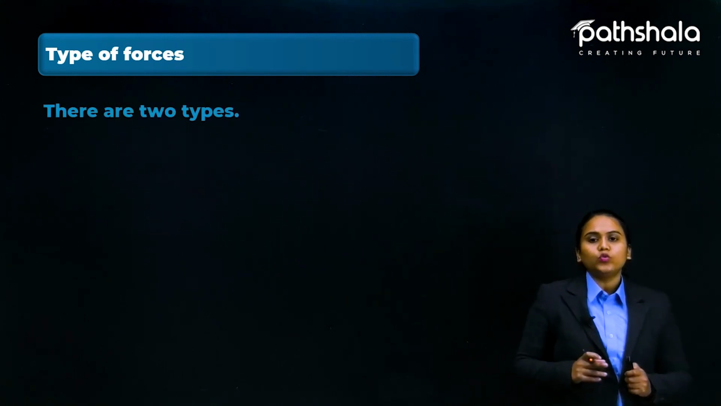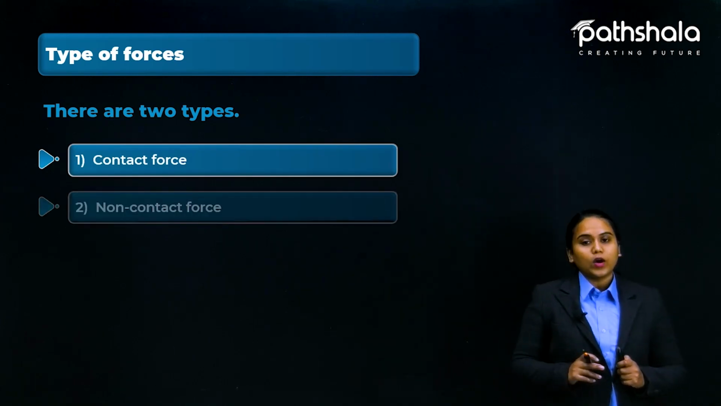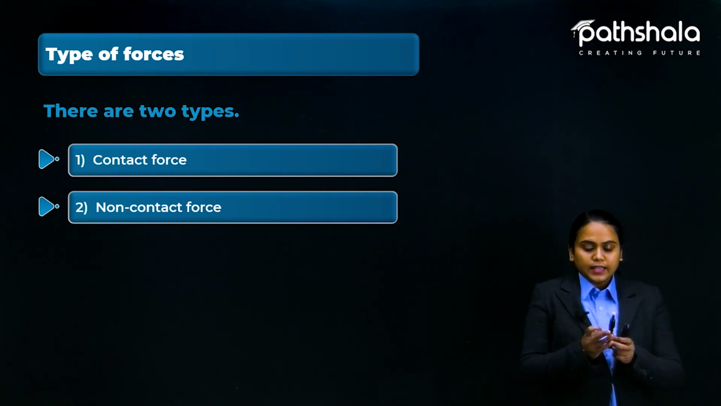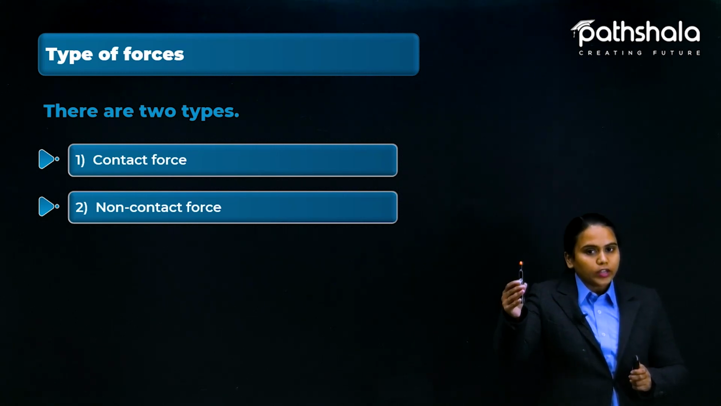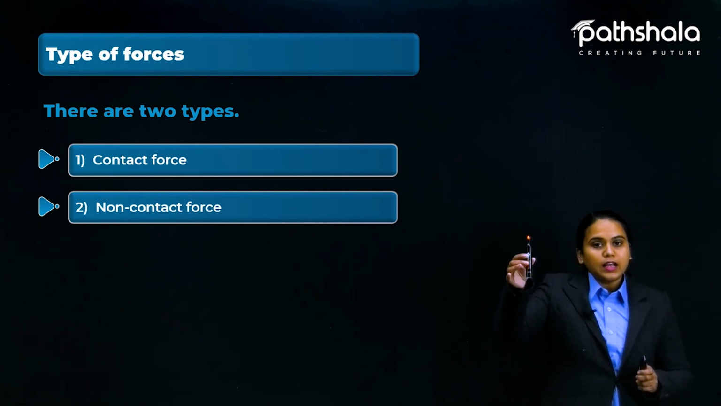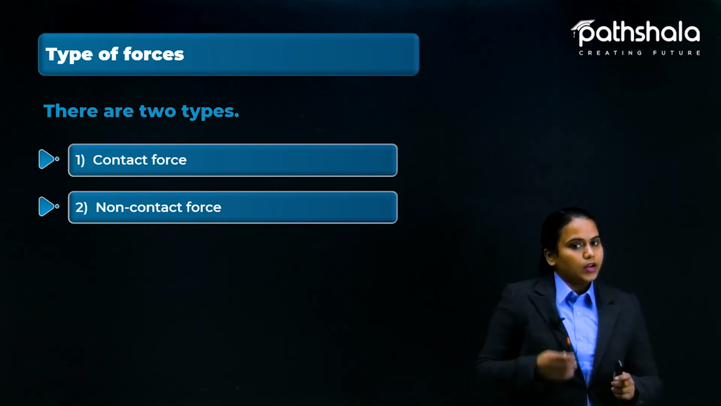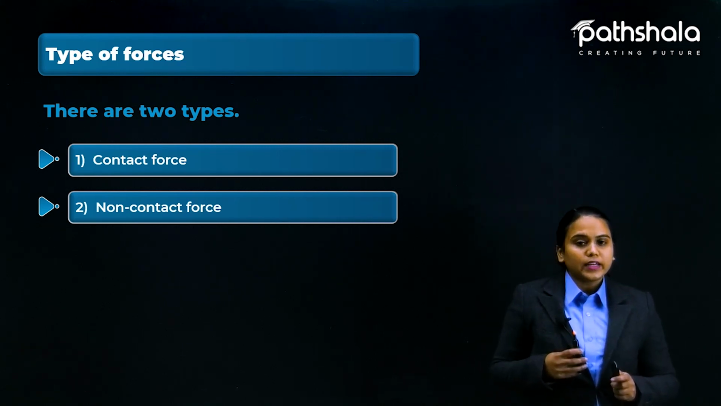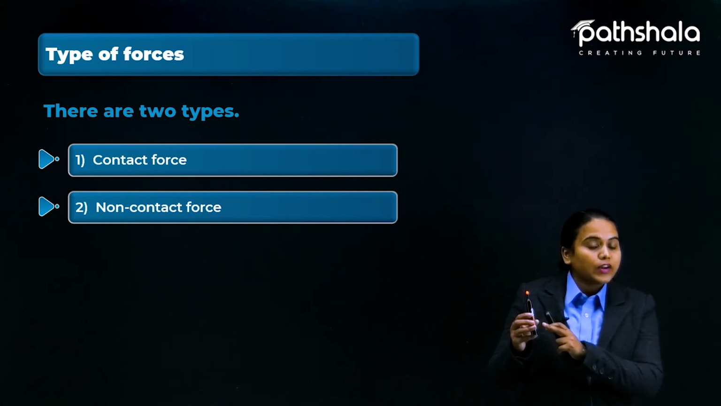There are mainly two types of forces: one is contact force and the other is non-contact force. Have you seen that this pen is held by me, and if I do not hold this pen like this, will it be able to stay here? No, it will surely drop down. It will go in the downward direction, definitely. So why does it go downward automatically? Why does it not float here? Because there is some kind of force acting on it right now.